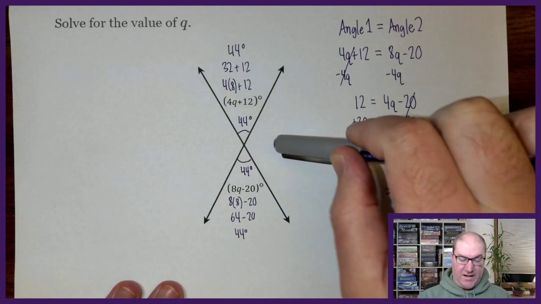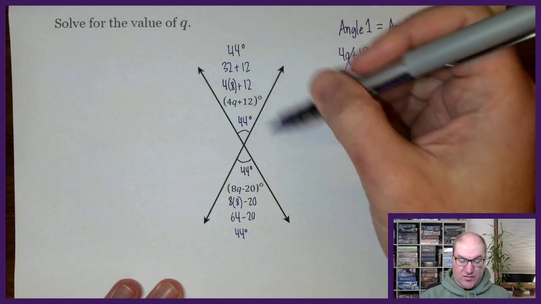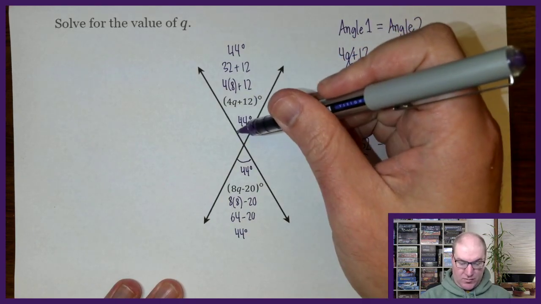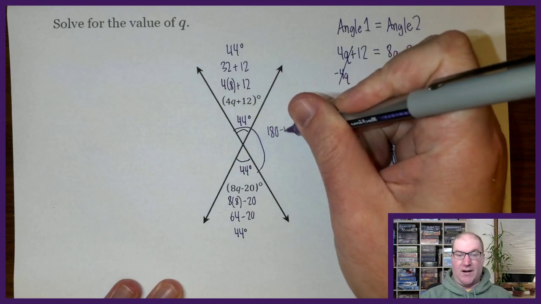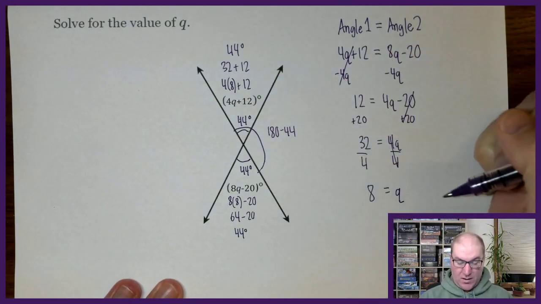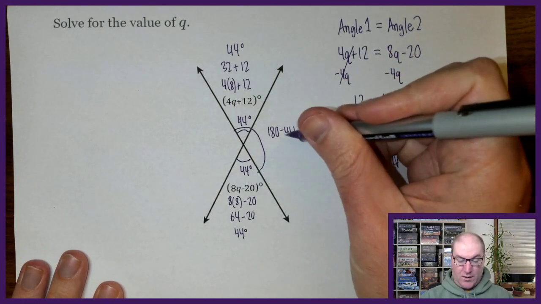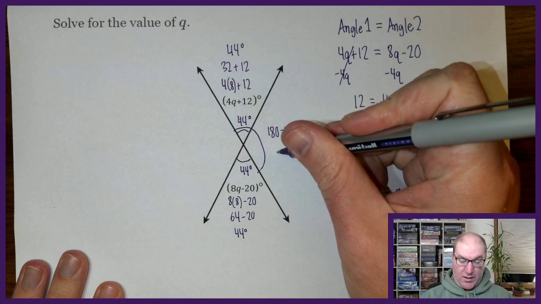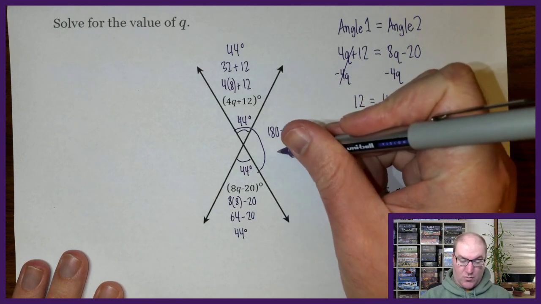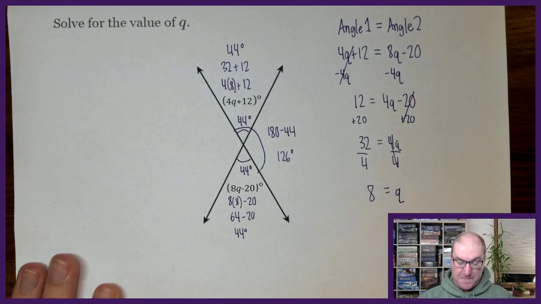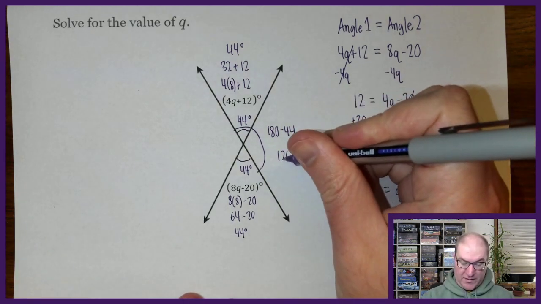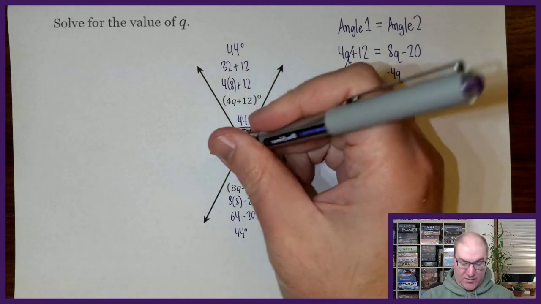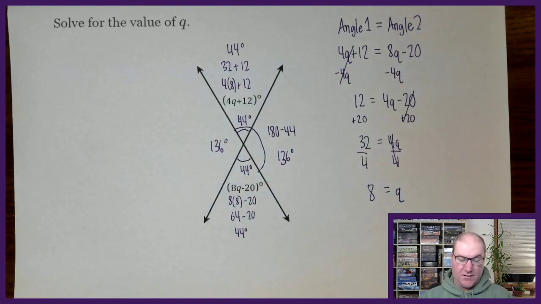Now, if for some reason they ask me for these angles, well, these two angles are supplementary. These two combine to be 180. So I would just need to do 180 minus 44 to get this one. And 180 minus 44 is 136. And this one's also 136. There we go. That's how you do that question.